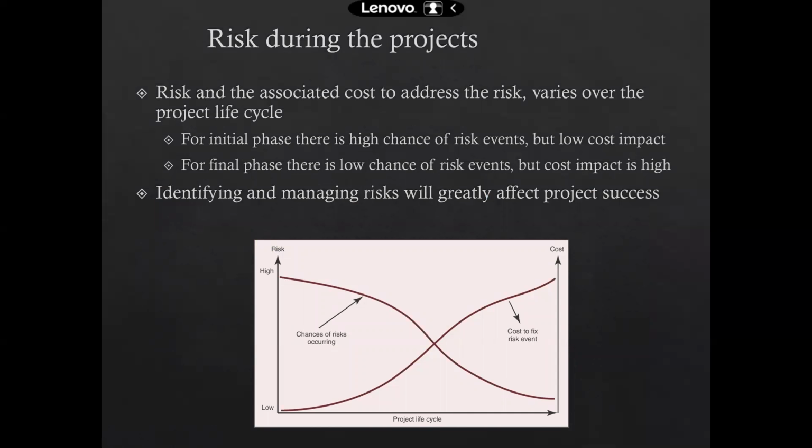So you must understand that when you have started the business, the amount of the risks is potentially very high in the beginning of any business, right? So this curve shows the project life cycle, that for whatever project you are doing, the cost of fixing the risks will remain low in the beginning, but the amount of the risks will remain high.